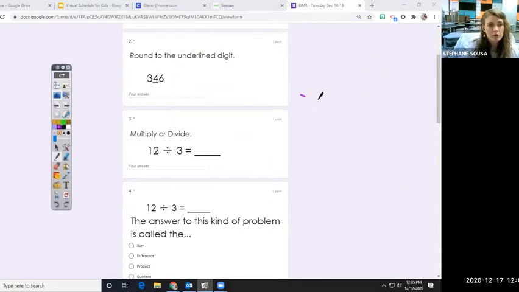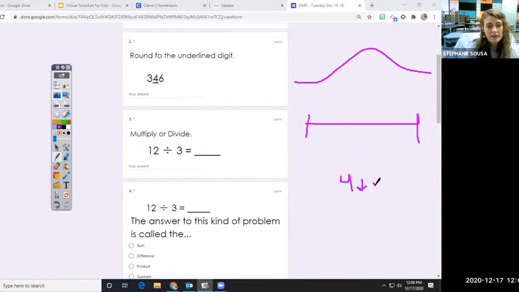Alrighty, round to the nearest underlined digit. Yesterday we reviewed, you can use your rounding roller coaster. I don't like that roller coaster. I'm gonna make it better. There we go. You can use a number line. You can use the rhyme, 4 or less, give it a rest. 5 or more, raise the score. Any of these 3 strategies will help you when rounding. I do not care which one you use, as long as you use one that is effective for yourself.